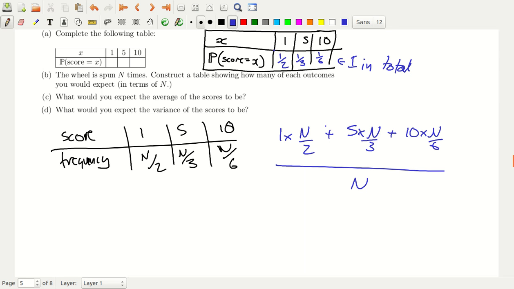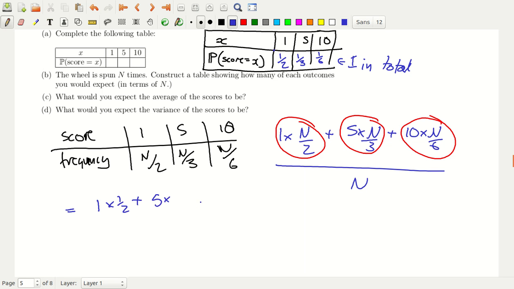I'm going to divide each of these terms, terms separated by the plus signs, by n. That's what I have to do with this n on the bottom. How do I divide n over 2 by n? I just get a half. So I would get 1 times a half plus 5 times a third plus 10 times a sixth, not divided by anything anymore. So we're getting 1 times the proportion of the outcomes we think is 1, plus 5 times the proportion we think is going to be a 5, plus 10 times the proportion of the outcomes we think is going to be 10. So what's interesting here is the n dependency disappears.